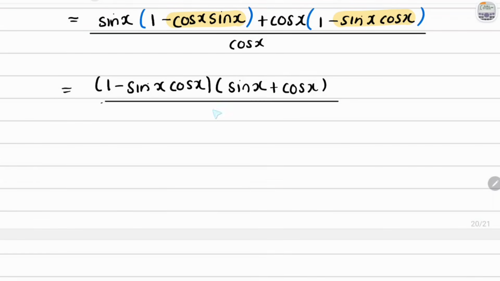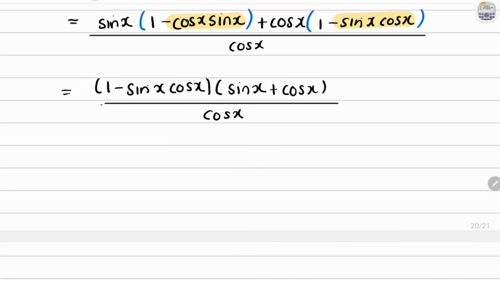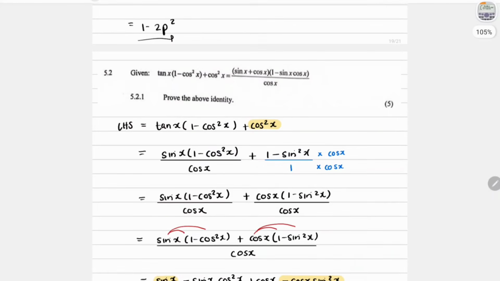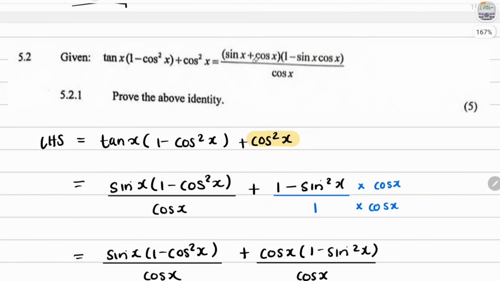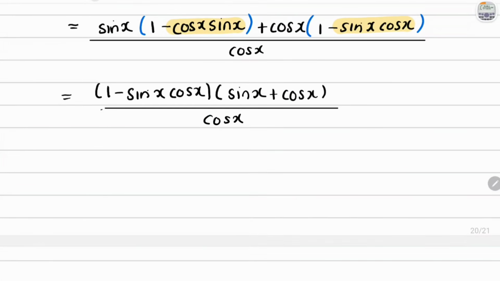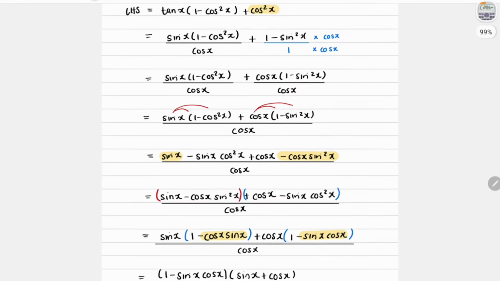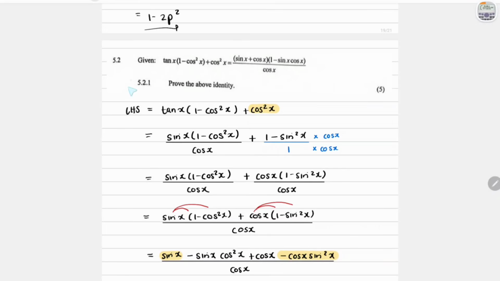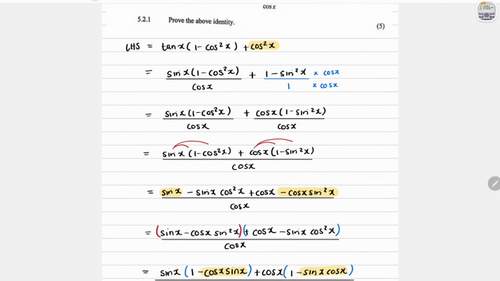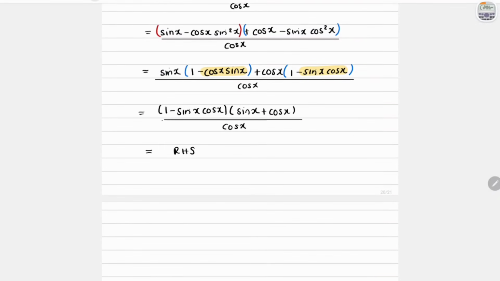All over cos x. Now, if you look at the identity, you see it's exactly the same thing. It's just obviously those ones are switched around. So sine x plus cos x, 1 minus sine x cos x over cos x. And that's what we have as well. It's just switched around. So it's finally equal to the right-hand side. And we've proven the identity. So that's 5.2.1. And we move on to 5.2.2.